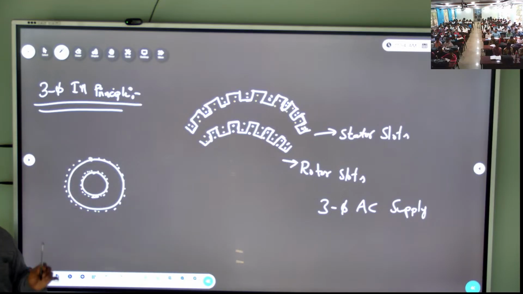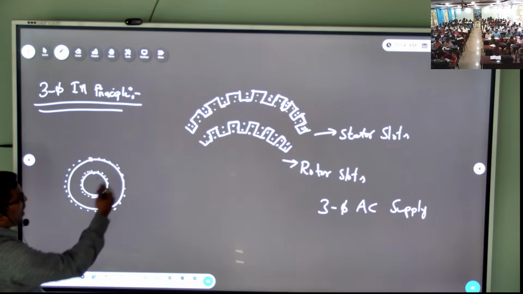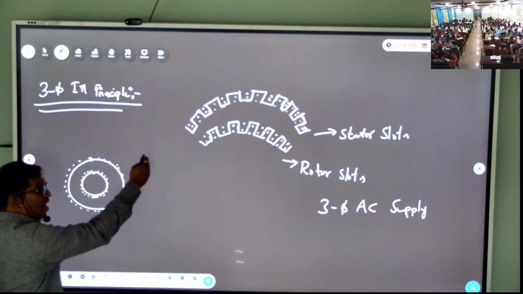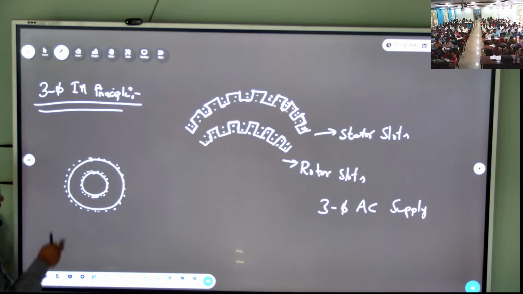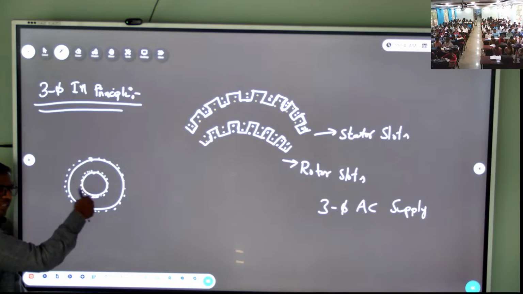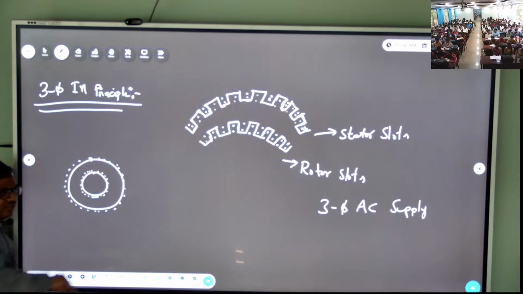Now see here, the induction motor consists of two parts. The outermost is the stator, which has slots and conductors. The rotor also has slots. There is no field winding, and no north pole or south pole is required now. Only slots. Both the stator as well as the rotor have slots.